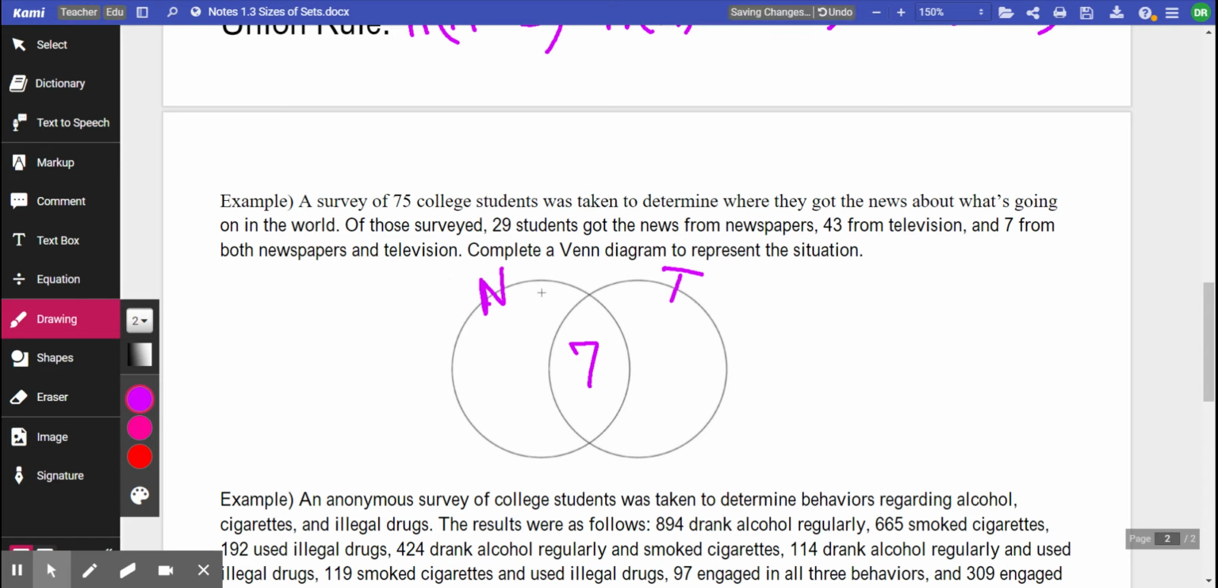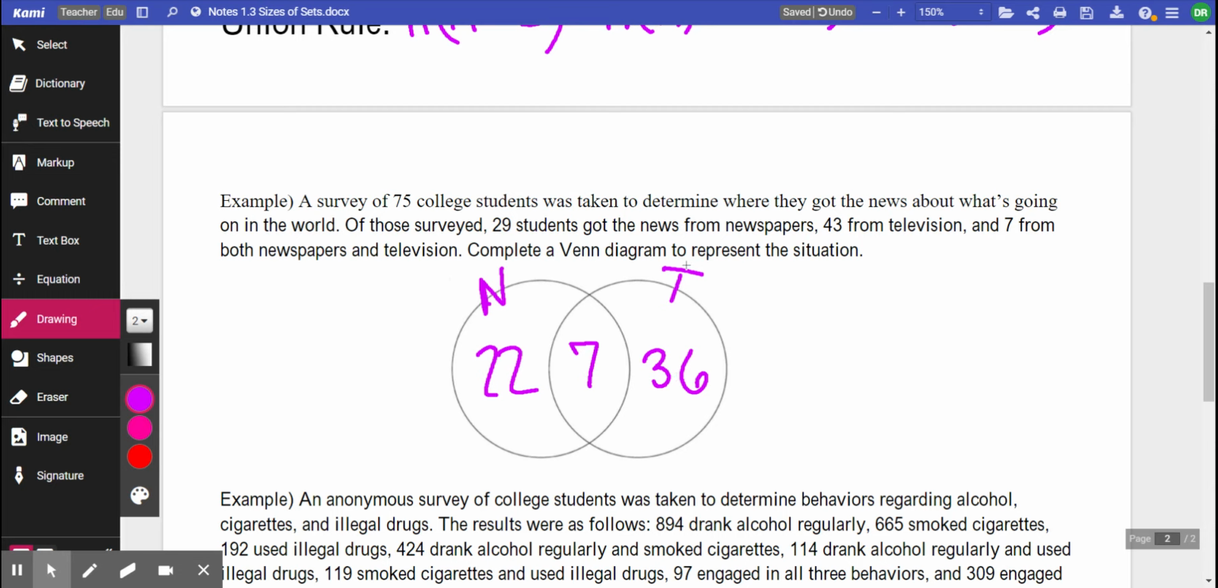Remember, all of circle N, all of set N is 29. So that means that this portion is going to be 29 minus 7, which would give us 22. Then all of set T is 43, but we already said 7 of those 43 also get theirs from newspapers. So 43 minus 7, this would give us 36.